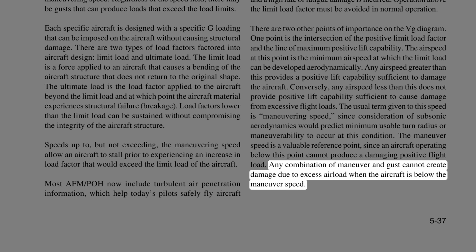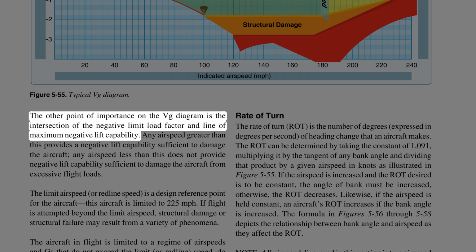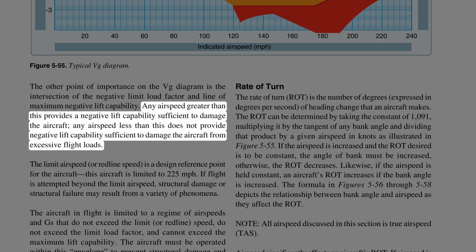The other point of importance on the VG diagram is the intersection of the negative limit load factor and line of maximum negative lift capability. Any airspeed greater than this provides a negative lift capability sufficient to damage the aircraft. Any airspeed less than this does not provide negative lift capability sufficient to damage the aircraft from excessive flight loads.